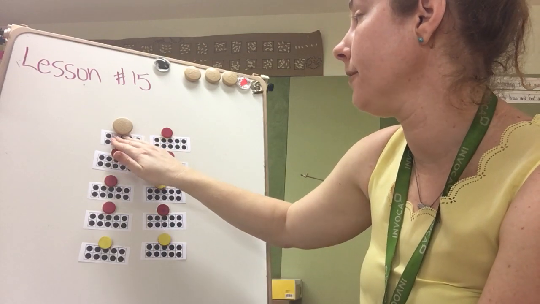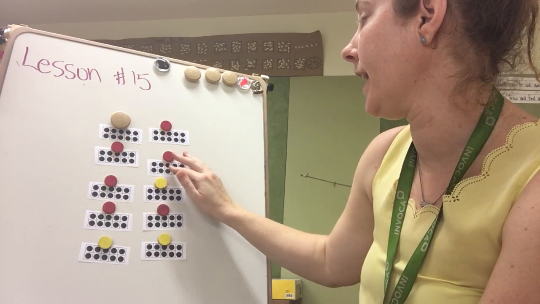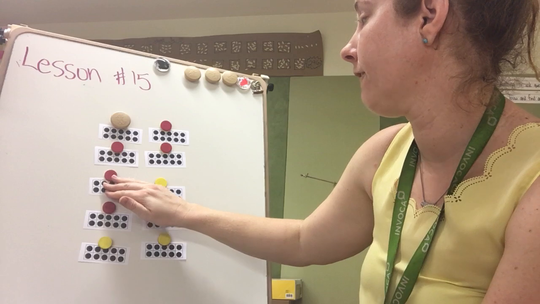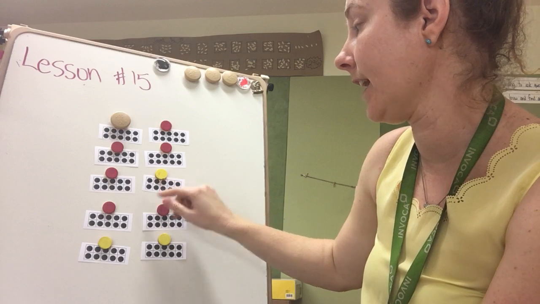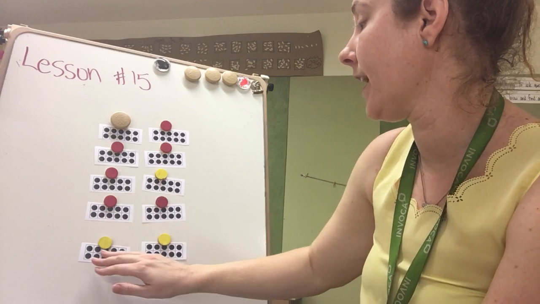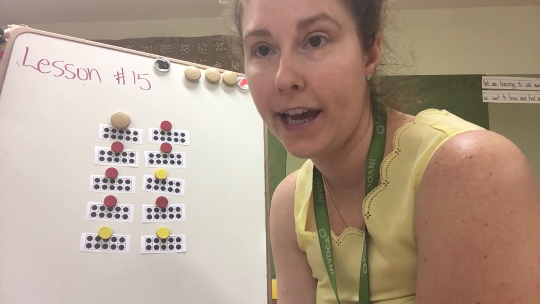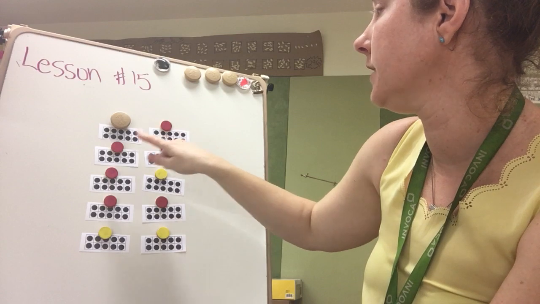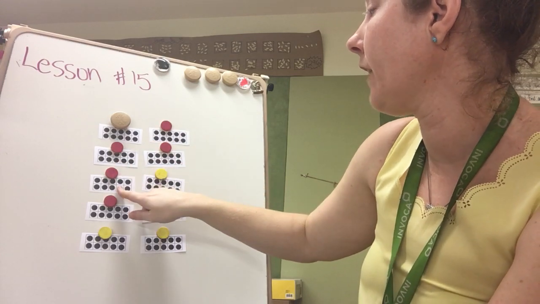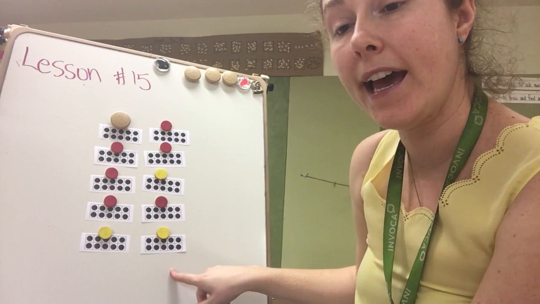So this is just 10. Now 2 tens, right? Now 3 tens, 4 tens, 5 tens, 6 tens, right? 1, 2, 3, 4, 5, 6 tens, 7 tens, 8 tens, 9 tens, 10 tens. And on the 100th day of school, we talked all about 10 times 10 is 100. So 10, 2 tens, 3 tens, 4 tens, 5 tens, 6 tens, 7 tens, 8 tens, 9 tens, 10 tens.